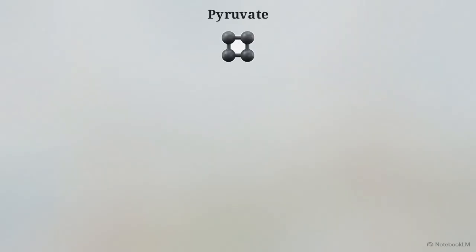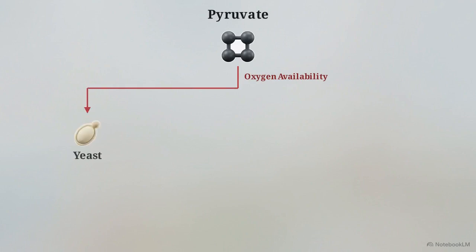This flowchart illustrates the 3 potential fates of a pyruvate molecule. Which path the cell follows depends entirely on one environmental factor, the availability of oxygen. In the first path, seen in organisms like yeast, pyruvate undergoes fermentation in the absence of air. This anaerobic respiration converts the molecule into ethanol and carbon dioxide.